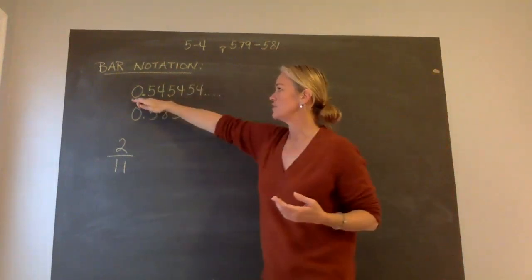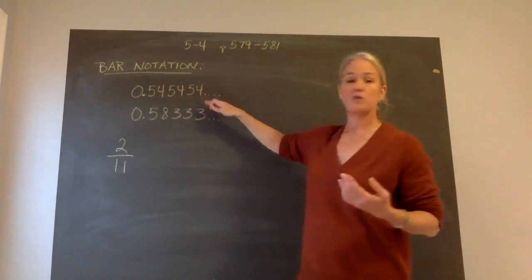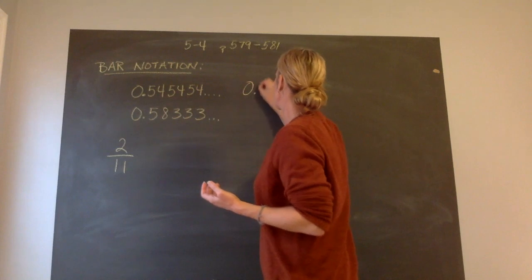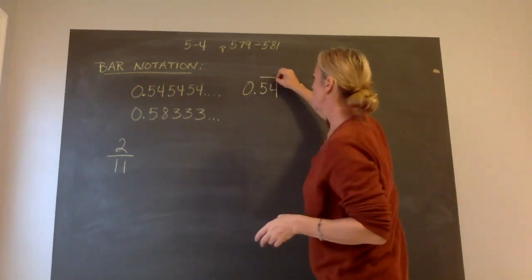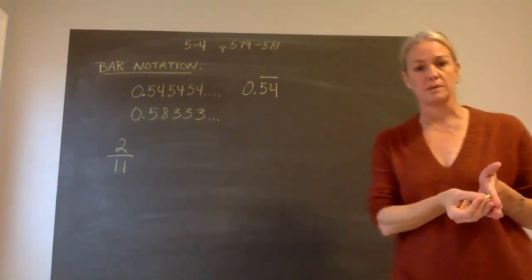So very quickly, if this was what we saw, 0.54545454 repeating, to write this as bar notation, we're going to write 0.54 and we're going to put a bar over top the 5 and the 4 to show that both of those digits repeat.